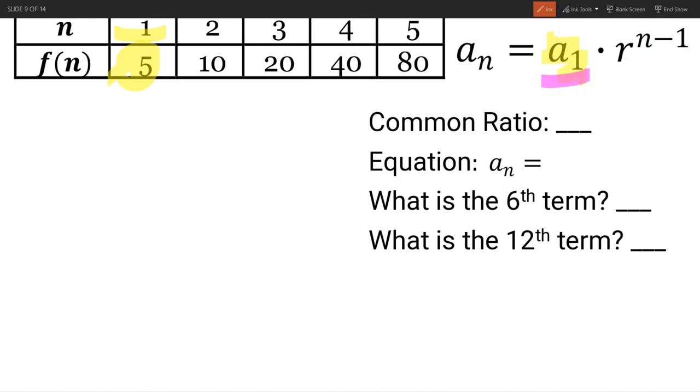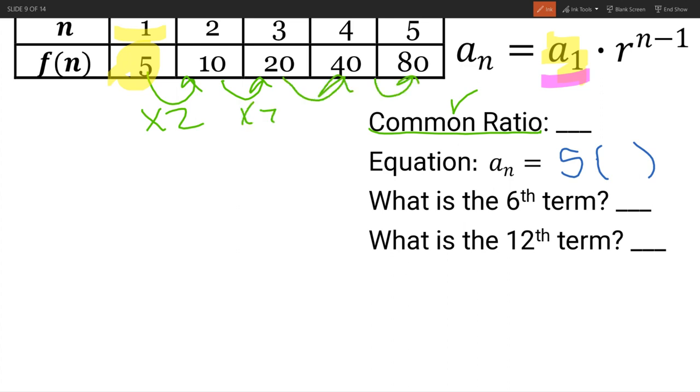And you're going to do 5 times our R. Remember, our R value right here is the common ratio. The common ratio is what did I multiply the 5 by to get to the 10? I multiplied by 2. And that's why it's common, because every single time I'm multiplying it by the same thing. I'm multiplying it by 2. So our common ratio here is 2.